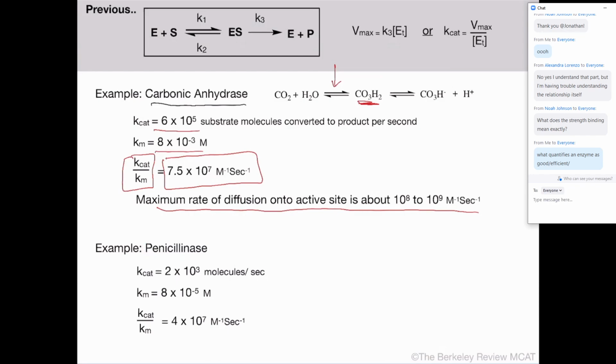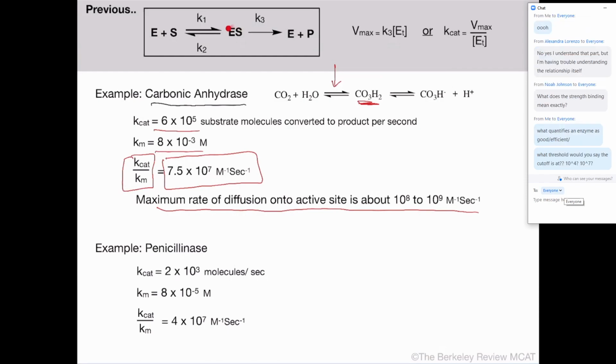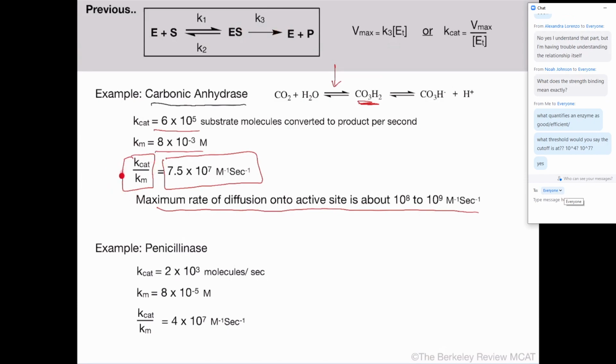So somebody says, what quantifies an enzyme as good and efficient? That you have a high Kcat to Km would make something good and efficient. It means that your enzyme binds really well. So Km, that's binding. Km is the number for enzyme binding, how strong this enzyme substrate complex is formed. And Kcat is the same thing as K3, so how quickly you can move your enzyme substrate complex to product. Does that make sense, Jonathan? So it's this ratio that tells you if an enzyme is good and efficient.